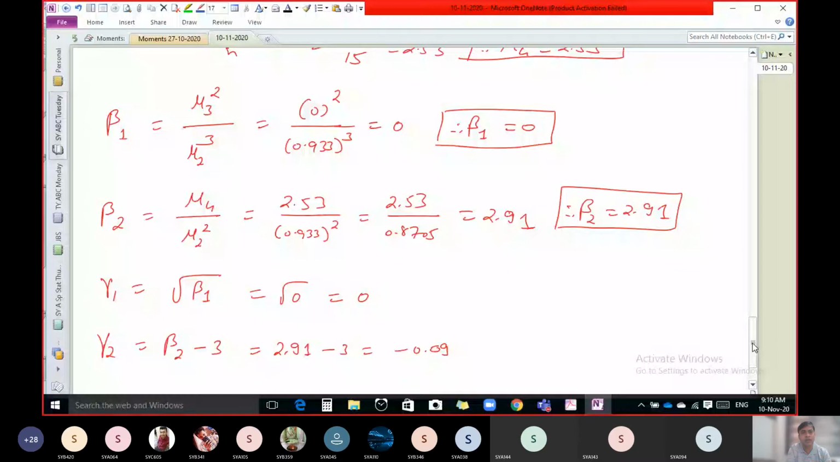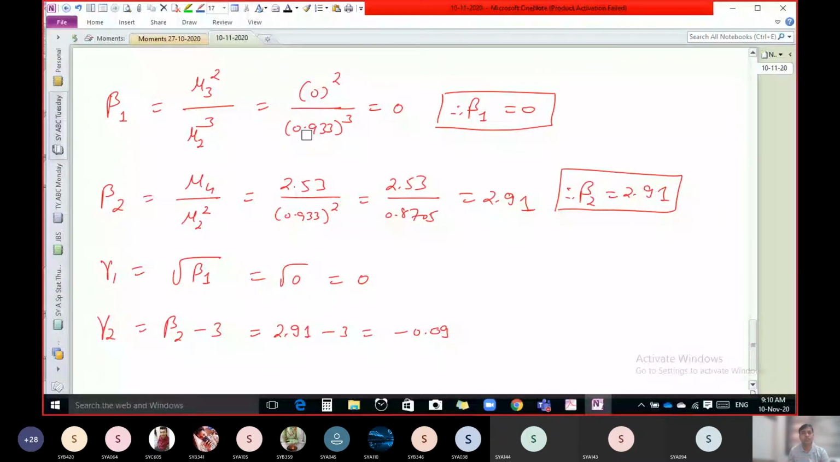It is required to calculate actually beta 1 and beta 2, and for that we require to use this formula, mu3 square upon mu2 cube. That is the formula of beta 1. You have to learn this. So this beta 1 is nothing but skewness, and this beta 2 is kurtosis. So instead of beta 1, beta 2, maybe in the question it is given that find skewness and kurtosis.